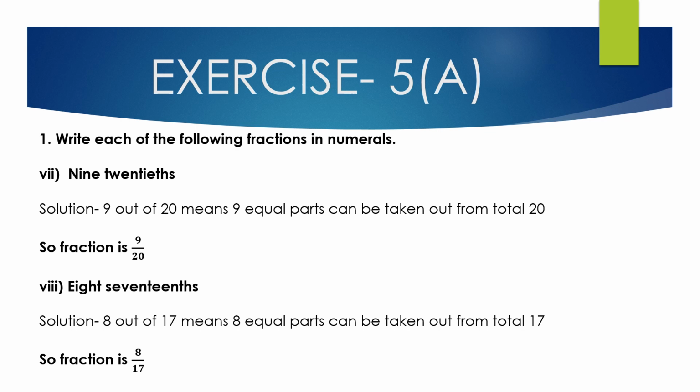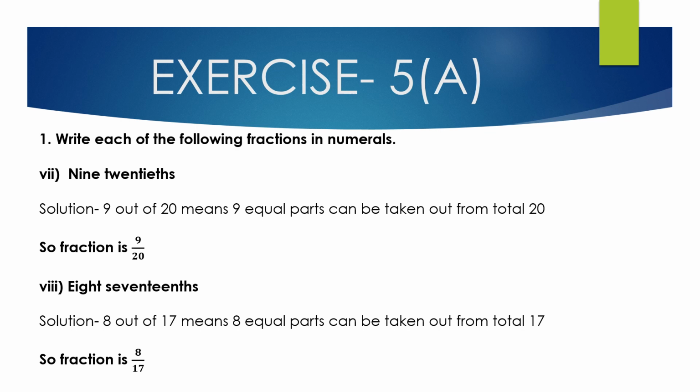Now the seventh one is 9/20. 9/20 means 9 out of 20, that is, 9 equal parts are taken out of a total of 20. So we can represent the numeral 9/20 as 9 divided by 20. So the fraction will be 9 divided by 20. Here 9 is the equal parts and 20 is the total parts.